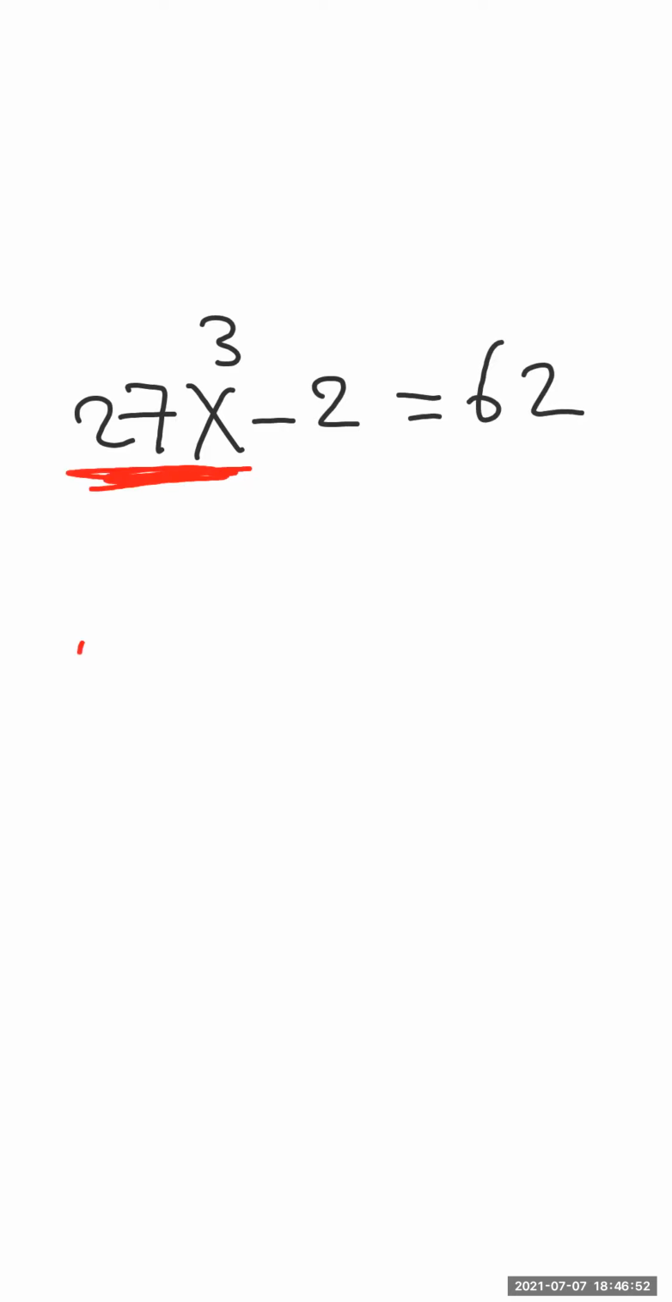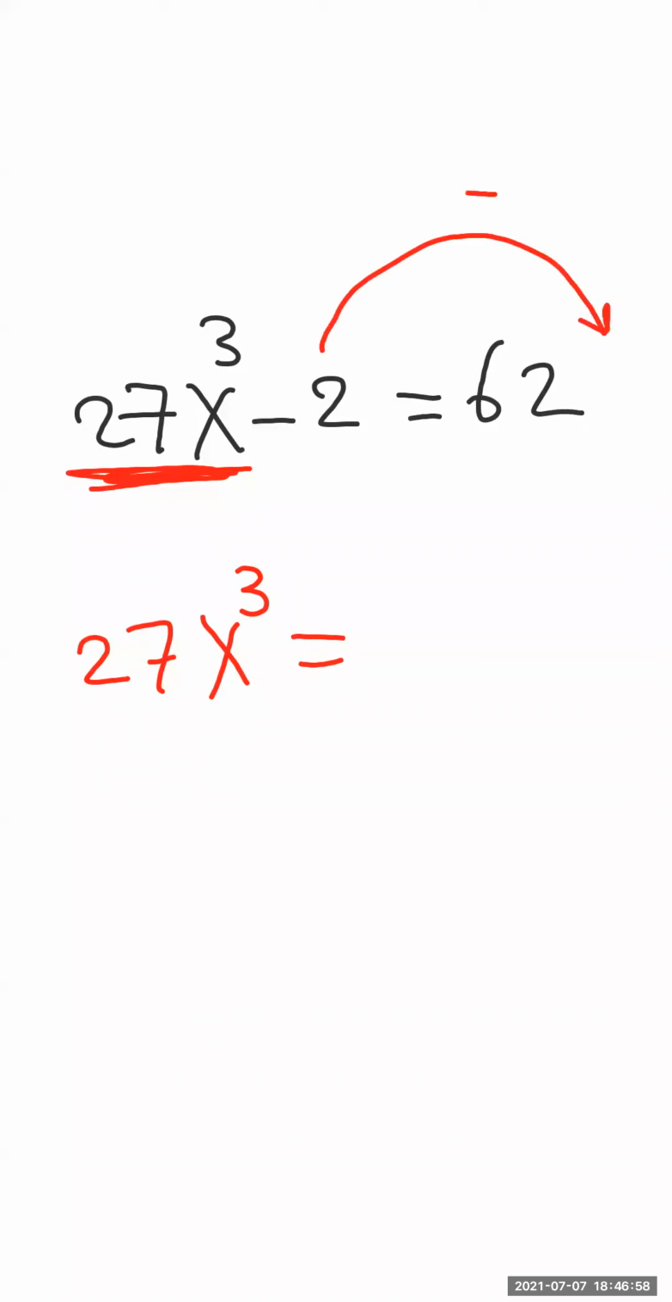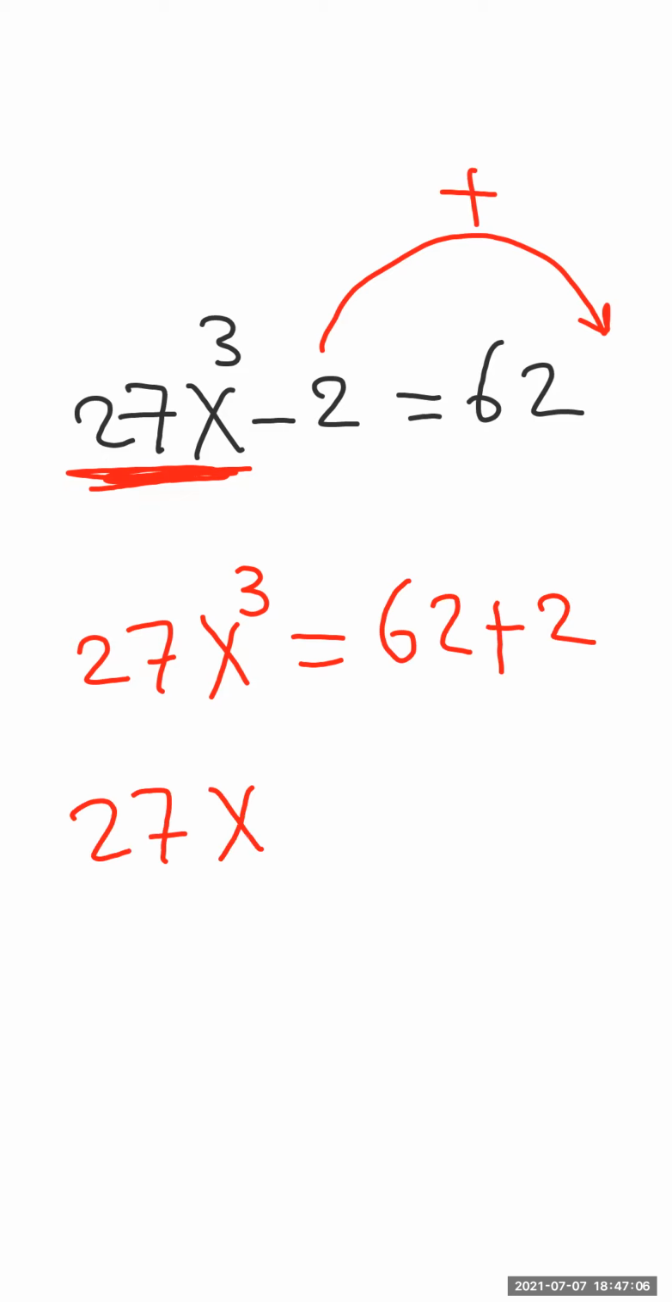27x to the power 3 minus 2 equals 62. Again, the same procedures. The variable on one side, so 27x to the power 3 equals, then shift the -2 to this side and change the sign. It was negative, so it will become positive. 62 plus 2. Now 27x to the power 3 equals 64.